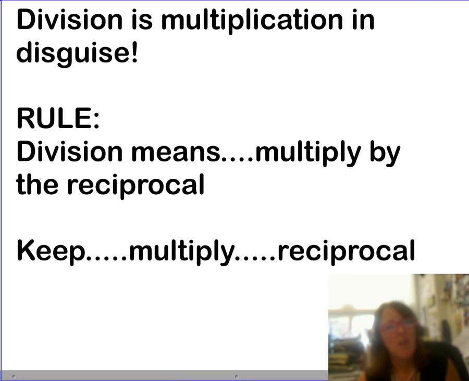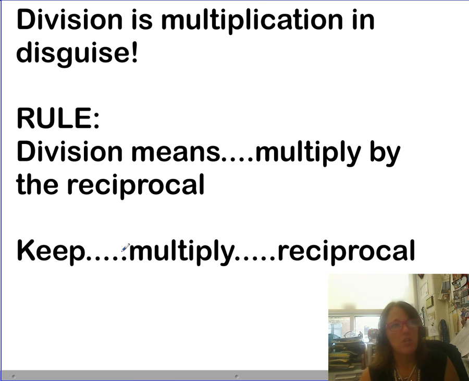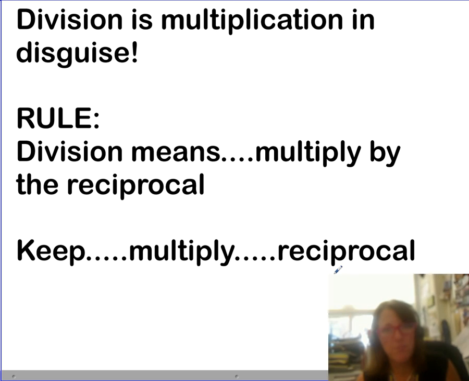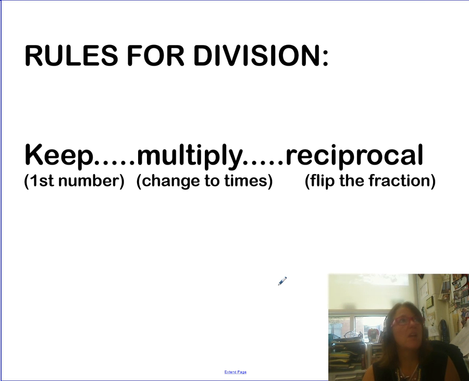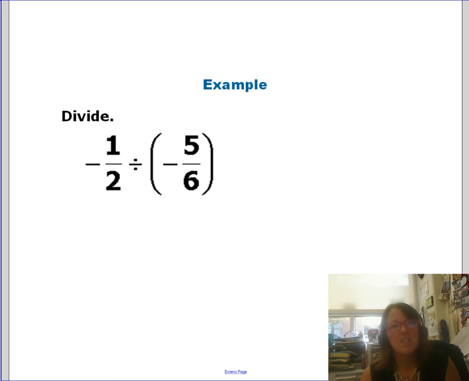So here's what I'm going to have you do. Every time you see a division problem, I want you to think of, I'm going to change it to multiplying by the reciprocal. The first number stays the same. I keep it, but I change divide to multiply by the reciprocal. And then, honest to goodness, multiplying is so much easier. So we're going to keep the first number the same, but instead of it being a division problem, we're going to change it to multiplying. So make it times, and then flip your fraction to be the reciprocal. It's that easy. Okay? Here we go.